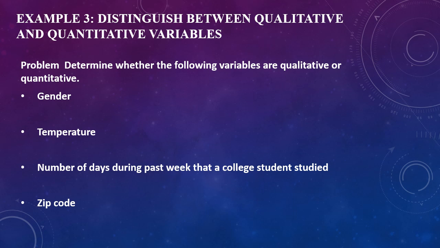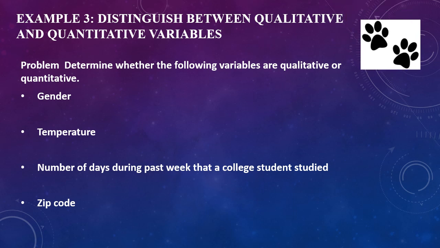Example 3, distinguish between qualitative and quantitative variables. Determine whether the following variables are qualitative or quantitative: gender, temperature, number of days during the past week that a college student studied, and zip code. Throughout this series of videos, you'll often see something that comes in and looks like this, a pair of paws. And it's my recommendation that you actually pause the video, try this problem or the example on your own, and then hit play again once you finish and think that you have a valid answer. So go ahead and try that, hit the pause button, and see what you come up with for these 4 classifications, and make sure you're on target.